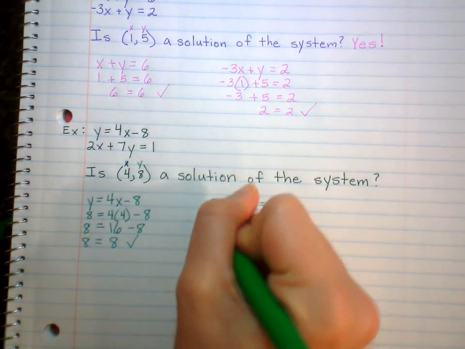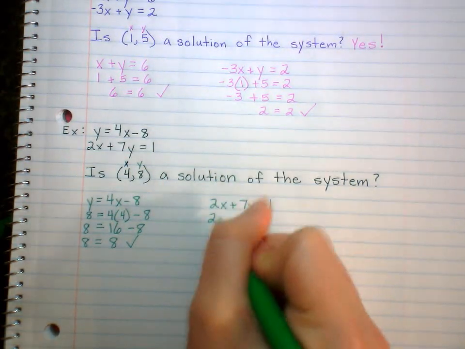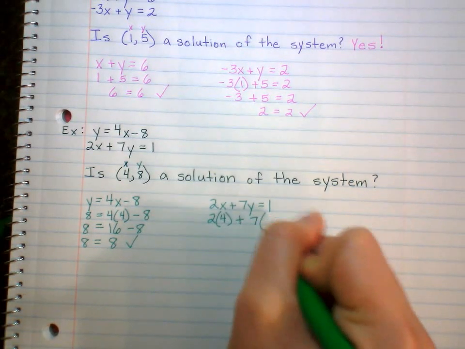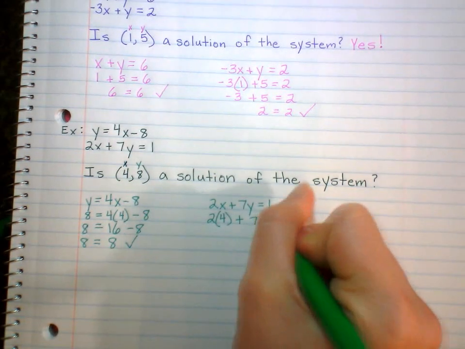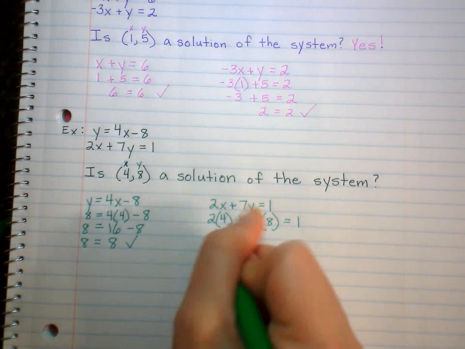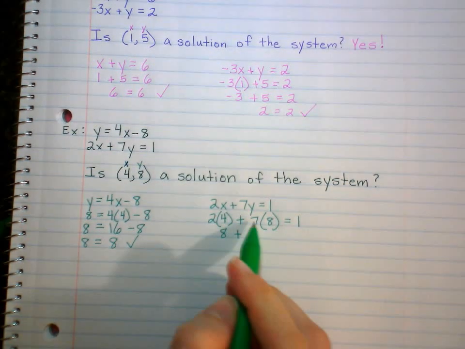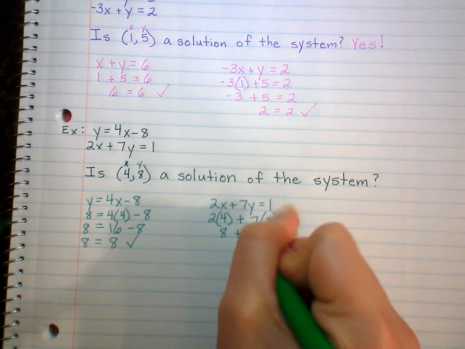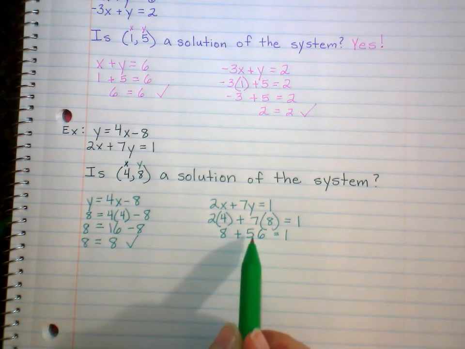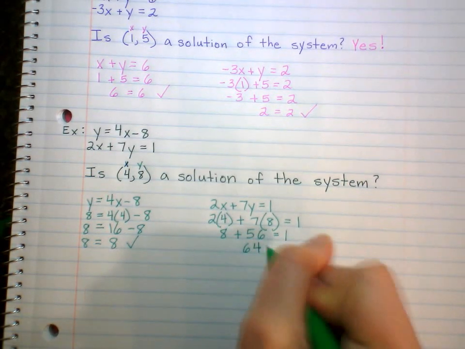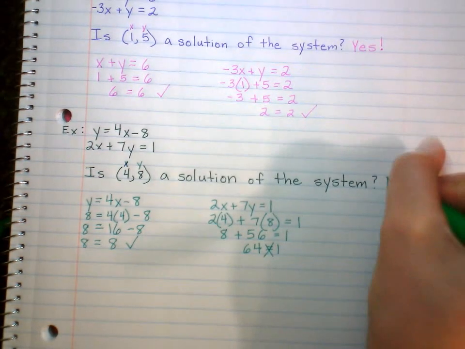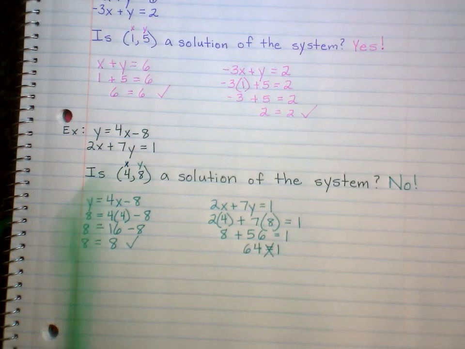All right, so we're going to plug in 4 for the x. They're touching, they're married, they're being multiplied. So 2 times 4 plus 7 and y are touching, they're married, they're being multiplied. 7 times 8 equals 1. I don't think so. 2 times 4 is 8 plus 7 times 8 is 56. How do they come up with this? No way. 8 plus 56, that's 64. Does 64 equal 1? No, does not. So, no, it is not a solution of the system.